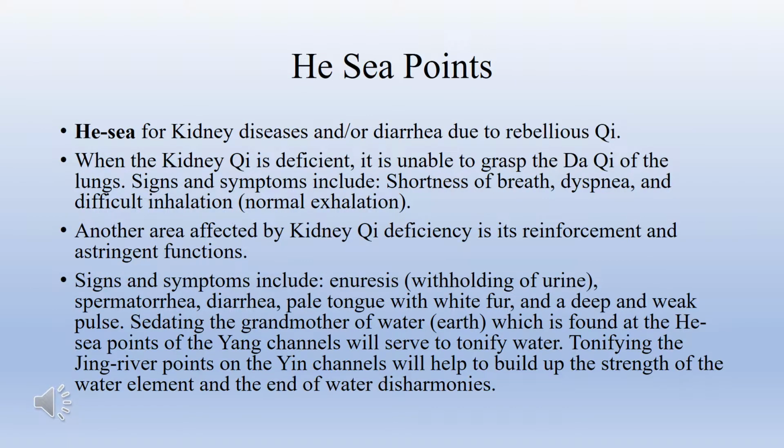He sea points. He sea points for kidney disease and diarrhea due to rebellious qi. When the kidney qi is deficient, it is unable to grasp the descending qi of the lungs. Signs and symptoms include shortness of breath, dyspnea, and difficult inhalation with normal exhalation. Another area affected by kidney qi deficiency is its reinforcement and astringent functions. Signs and symptoms include enuresis, withholding of urine, spermatorrhea, diarrhea, pale tongue with white fur, and a deep and weak pulse.